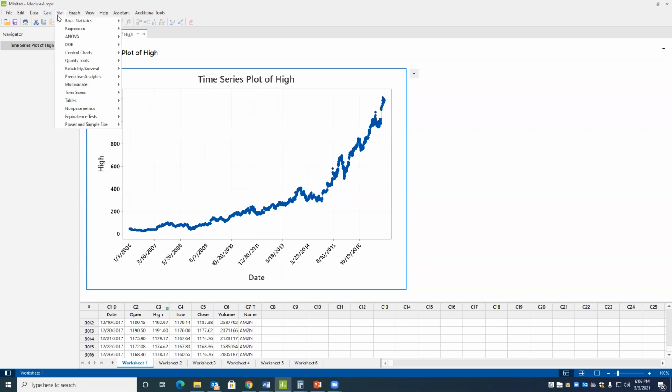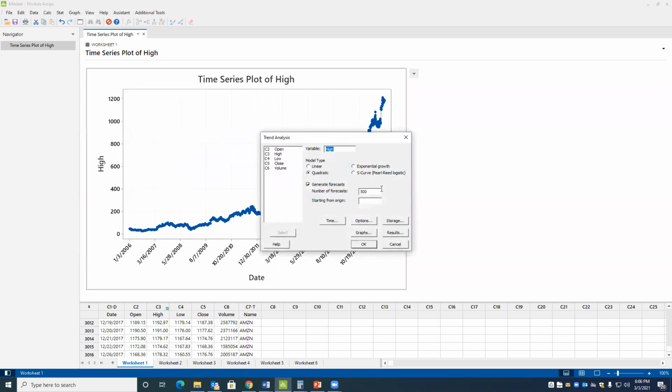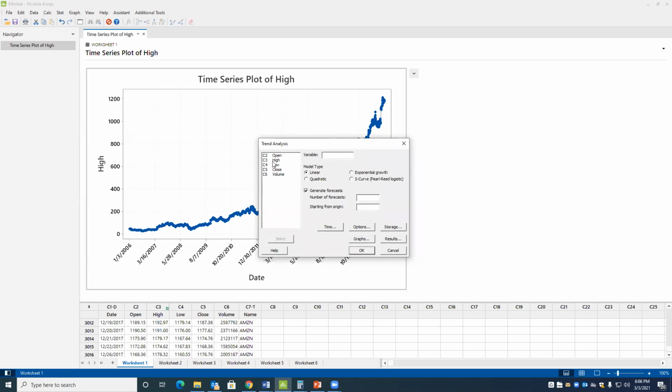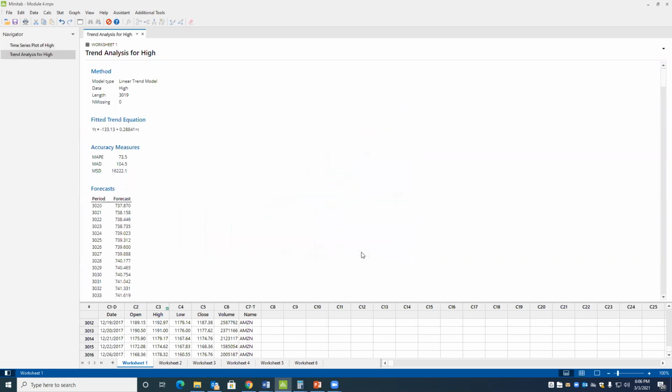Now I go under stat, time series, and trend analysis. Under trend analysis, you can see here we have four models: linear, exponential, S-curve, and quadratic. So I want to do it for high. I just select the value high. Let me do linear first. Okay. And how many days? Let's see, 365 days. Okay.